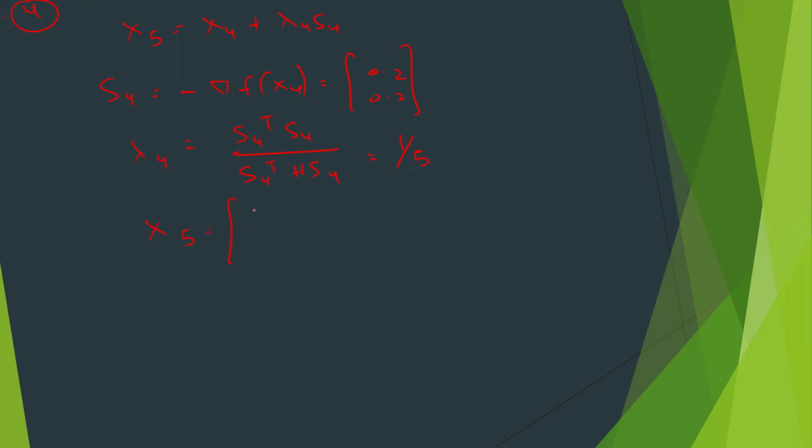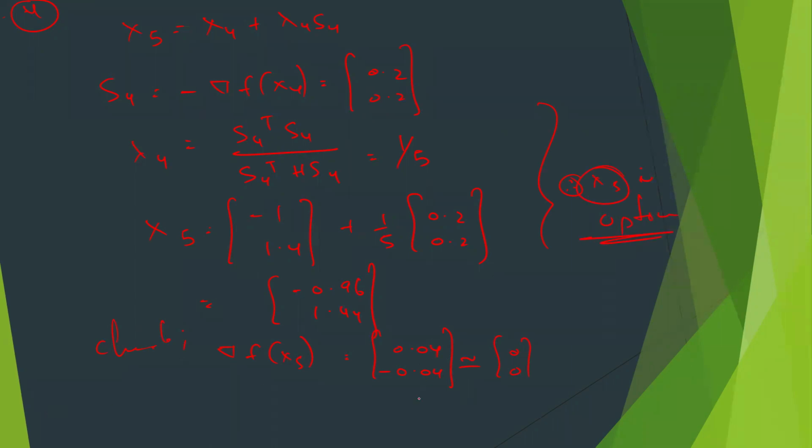And we need to find x5. So x5 is equal to x4, that is minus 1 and 1.4, plus 1 by 5 into 0.2 and 0.2. If you simplify this, I get minus 0.96 and 1.44. Next we need to check whether this x5 is optimal or not. For that I need to find the gradient of f of x5, which is equal to 0.04 and minus 0.04. This is pretty close to 0, right? So I can say my x5 is optimal, because it's close to 0.